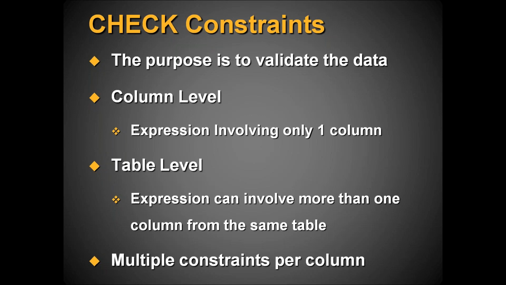We have created column level and table level check constraints till now. Am I right? What is the column level check constraint we have created? For example, take the employee table: employee ID, employee name, gender, salary. Gender is going to be male or female, so we write one check constraint on that gender column: gender is equal to male or gender is equal to female. This is the check constraint we write, right?